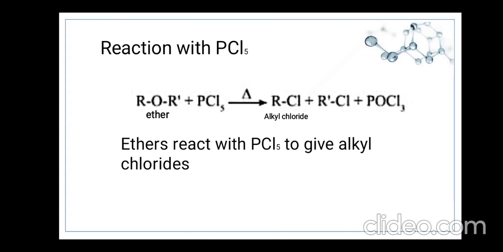Now reaction with PCl5. Now ether reacts with phosphorus pentachloride to give alkyl chloride.